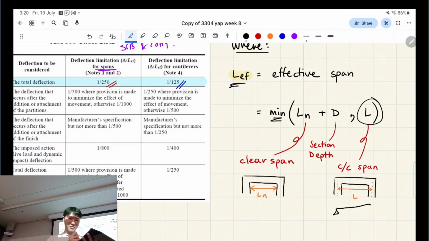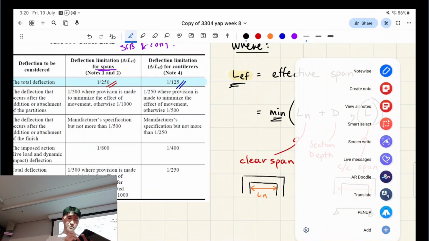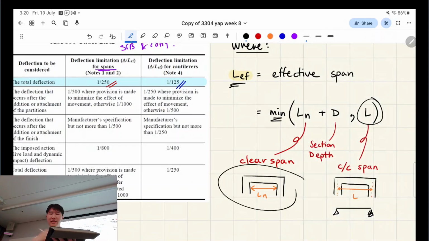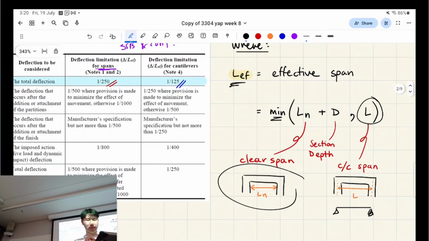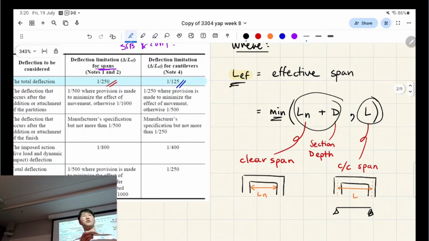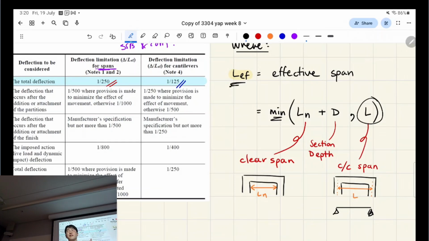If we have a simply supported beam, that's just your regular length, right? And your clear span plus the section depth, right? Sometimes this number is actually the governing number because it's smaller. Does that make sense, guys? So that's just the definition of effective span. Whenever you see effective span, you have to do that small calc to get the minimum between these two numbers, right?